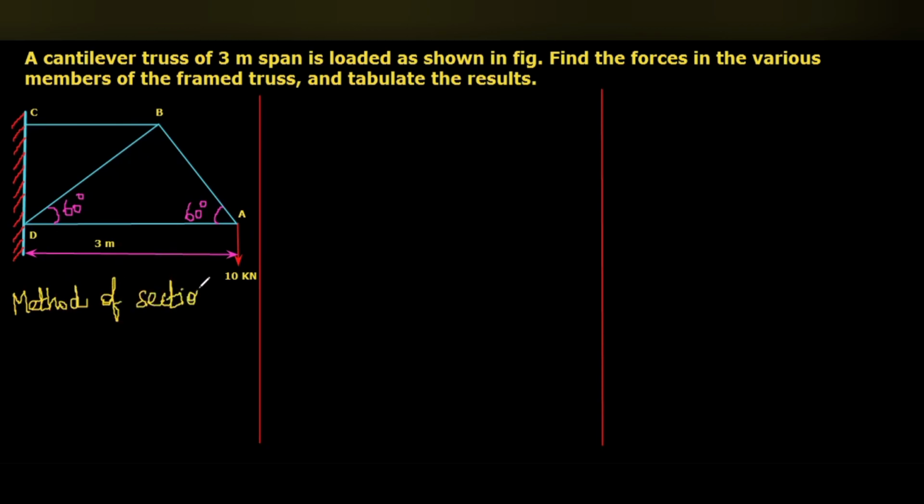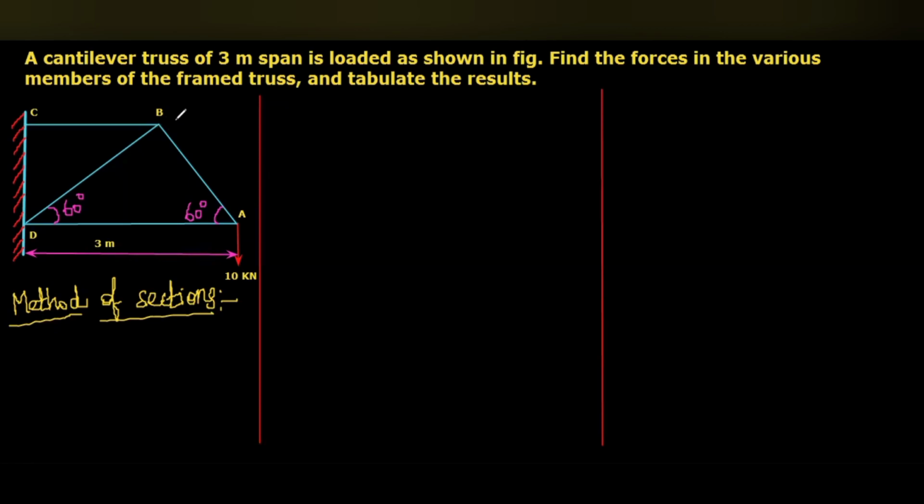Here you can see in method of joints, we used the first two principles, that is algebraic sum of vertical forces 0, algebraic sum of horizontal forces 0. Here we are going to use the third one, algebraic sum of moments about any point equal to 0. And here we can see moment means we need the distances. Actually, we need this distance also.